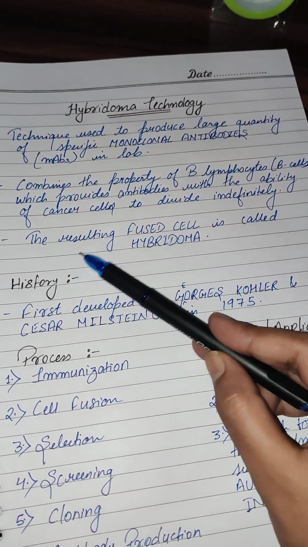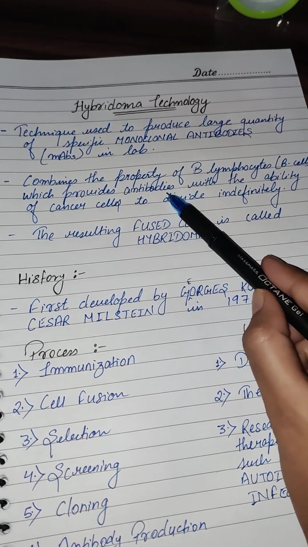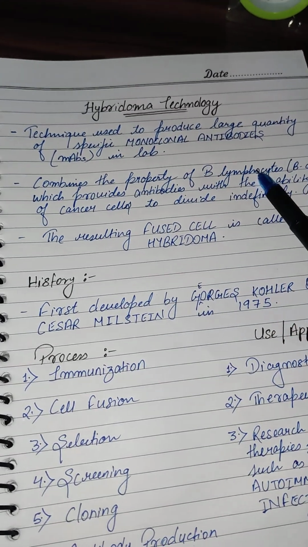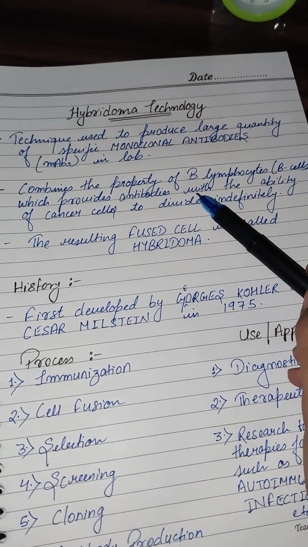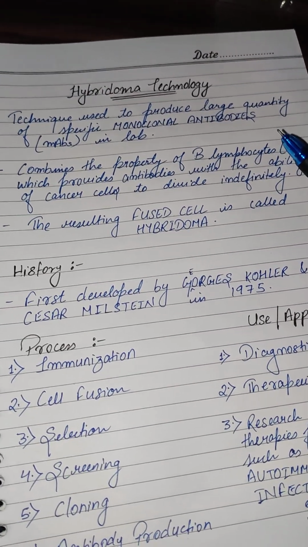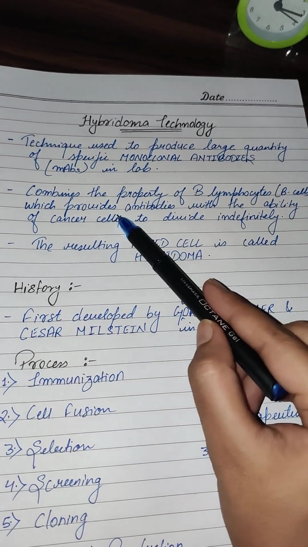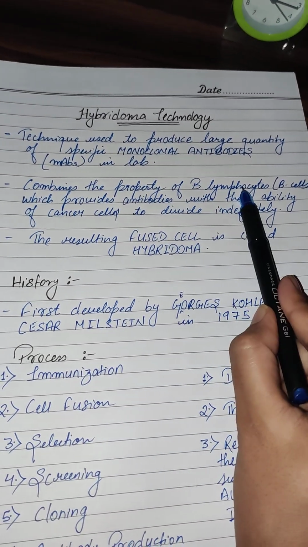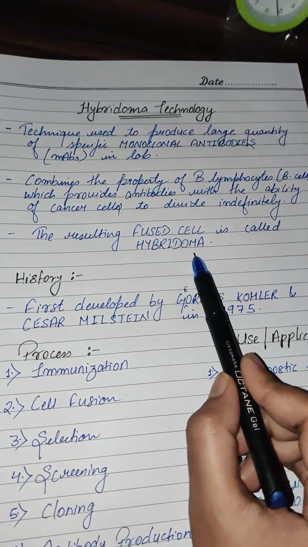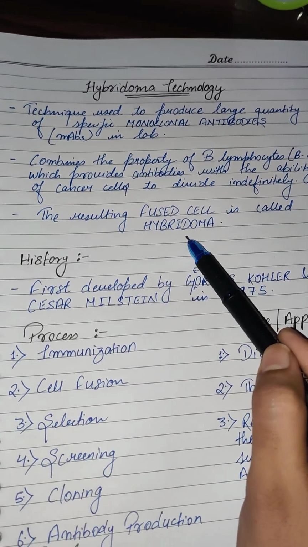So the resulting fused cell is called hybridoma. So when an antibody is combined with what? B lymphocytes. The property of B lymphocytes, it becomes very able to produce large number of cells, just like cancer cells. I hope you got this point. So when we combine these two, the antibodies with the property of B lymphocytes, a fused cell is formed, which is called as hybridoma. And the process used to produce this hybridoma is called as hybridoma technology.